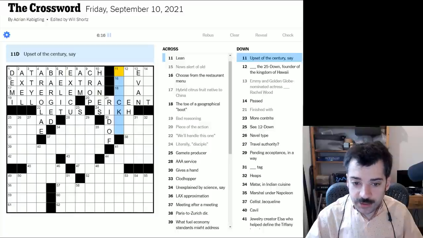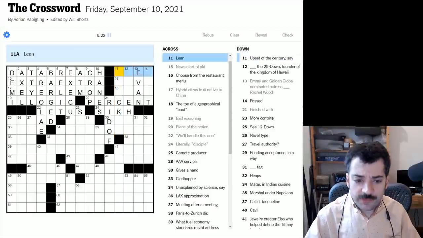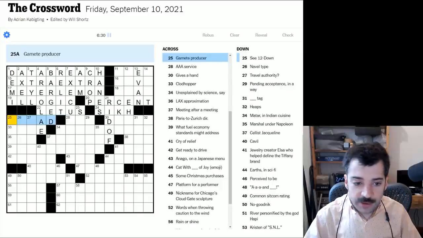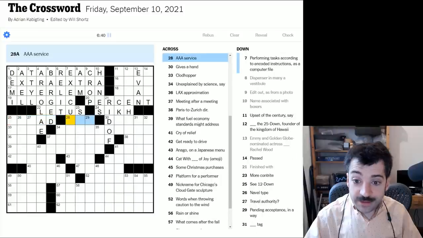Upset of the century, say. Not sure offhand. I'm going to keep marching through the crossword, actually. We'll come back up to that corner later. I'm sure there's some things I could be getting there, but I'm not in my element up there, so I'm going to move on. Gamete producer. So this has something to do with the reproductive process. But I'm not immediately seeing it.